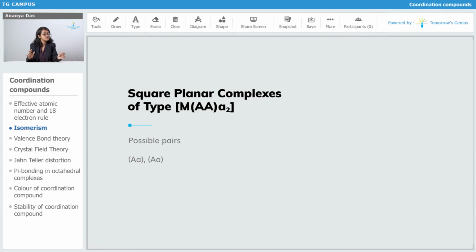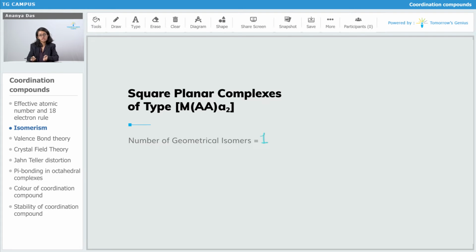So again this is a possible pair, and this can only be the possible pair. You can see that there can be no other possible pairs in this case. In this case A is trans to A and A is trans to A. So when we talk about the number of geometrical isomers, it is going to be 1. But if you are asked will this complex show geometrical isomerism, you are going to say no. This complex is not going to show any type of geometrical isomerism.